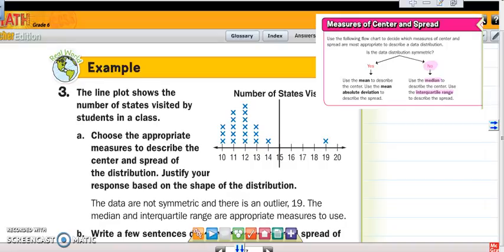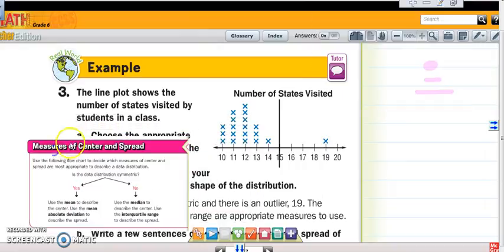So this is a lot of data. I'm actually going to probably write it up top here. We need to write all of this out. Let me move this over here.